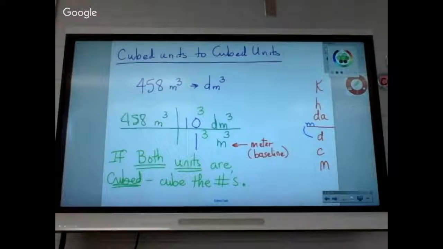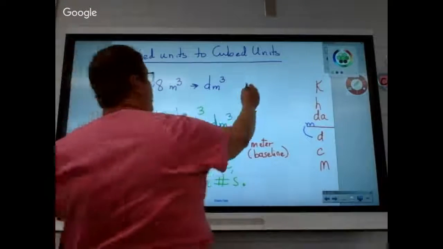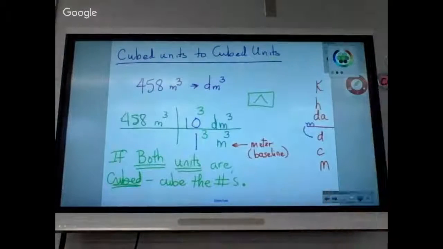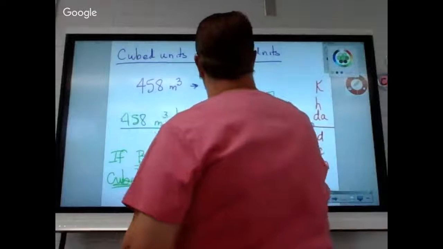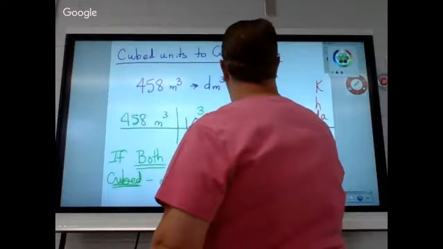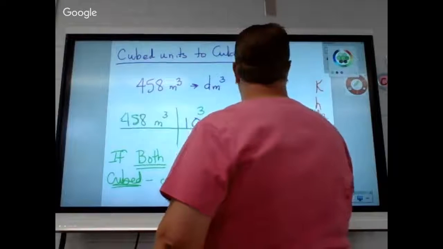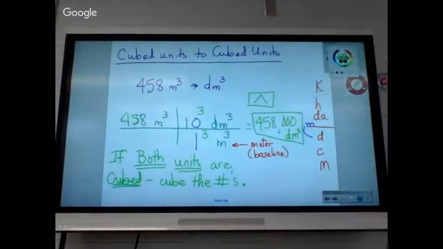All right, does everybody know how to raise something to a 3rd power? That's the up caret key on your calculator that's above the divide sign. Okay? So 458 times 10, then raised to the 3rd. And when you do that, I get an answer of 458,000 dm cubed. Like that.